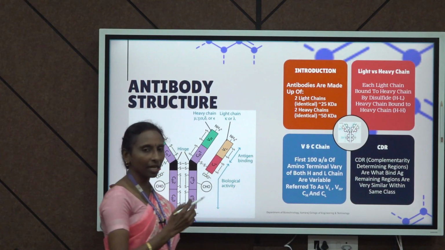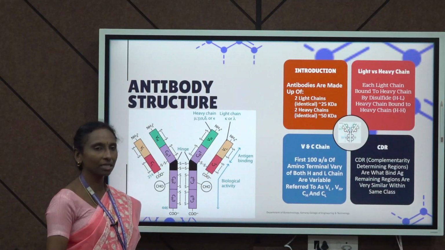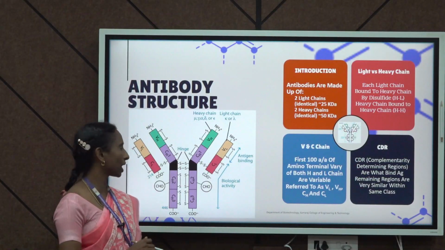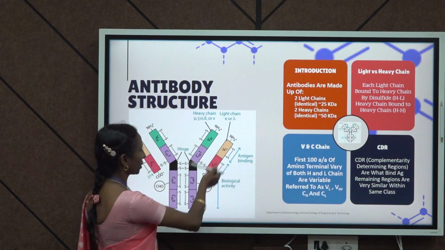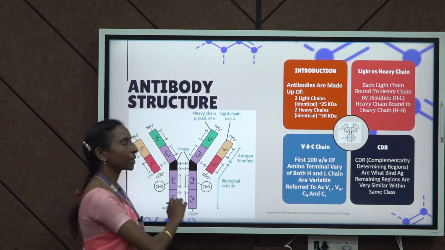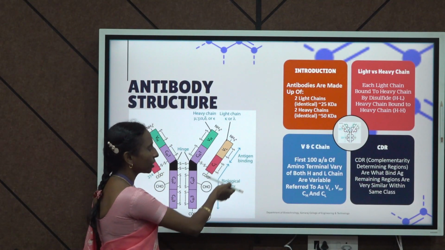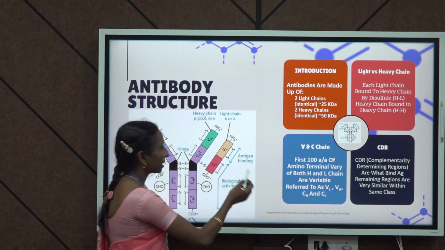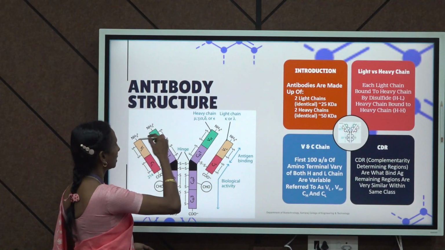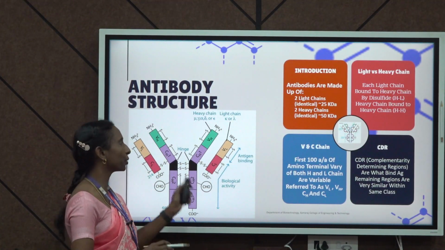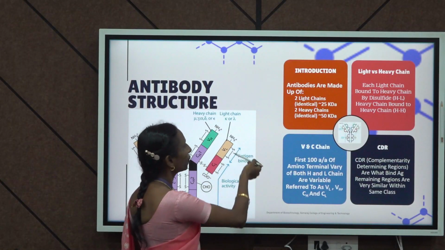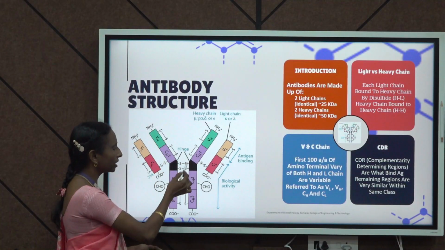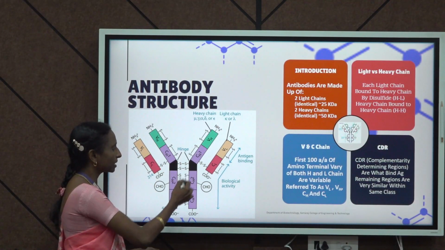The two light chains are identical to each other, approximately 25 kilodaltons in size, and the two heavy chains that we have are also identical, but the size is approximately 50 kilodaltons. If you look at the structure, both the heavy chain and the light chain comprise a variable region and a constant region, referred to as VL, VH, CH and CL. The first 100 amino acids usually form the variable region of both heavy chain and light chain. Each light chain is bound to a heavy chain with the help of disulfide bridges, and the heavy chains are also bound to each other through disulfide bridges.